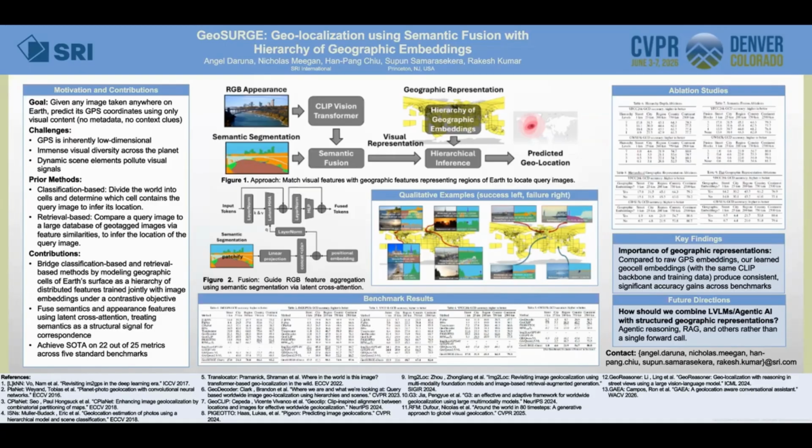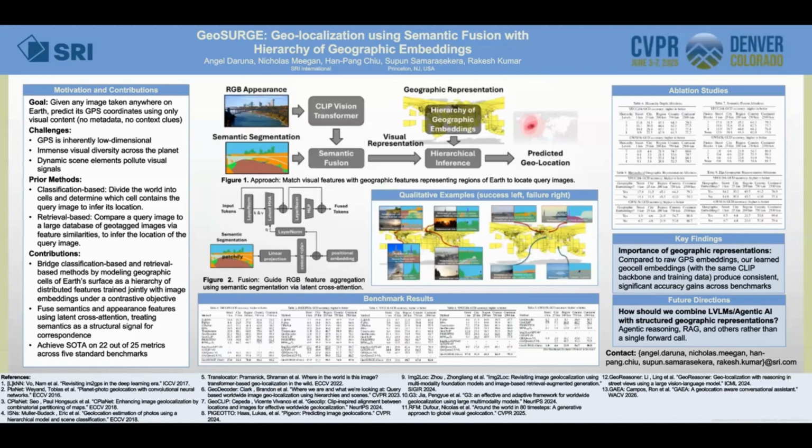Most prior works fall into two broad categories. Retrieval-based methods compare the query image against a large database of geotagged reference images. Classification-based methods divide the world into geographic cells and predict which cell contains the query image. Retrieval can be accurate, but it depends on a large reference database. Classification is efficient, but it treats geographic regions as discrete labels. And GeoSURGE tries to bridge these two ideas.